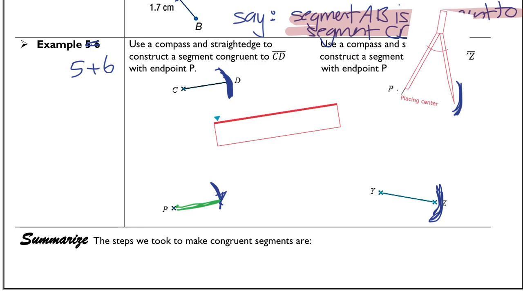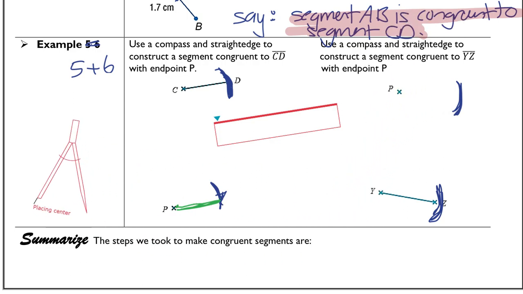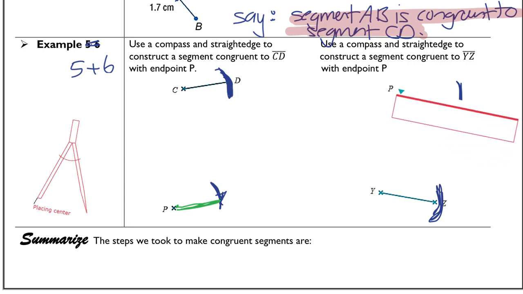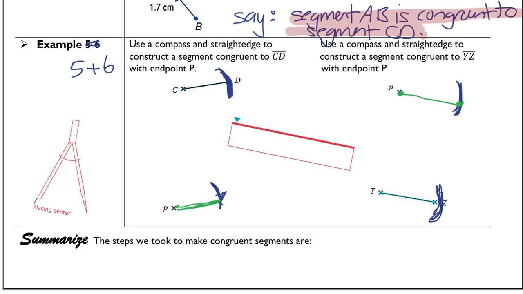So once you make that little arc here, you move that away. You move this straight edge again over here, and you turn it so that this lines up on that. And then we just sketch a straight line from right here all the way to that arc right there. Then I will move that away. So this is now my congruent segment.